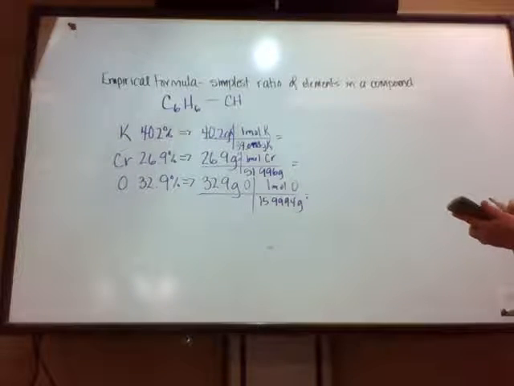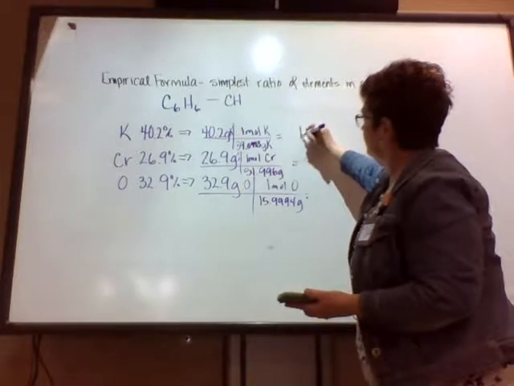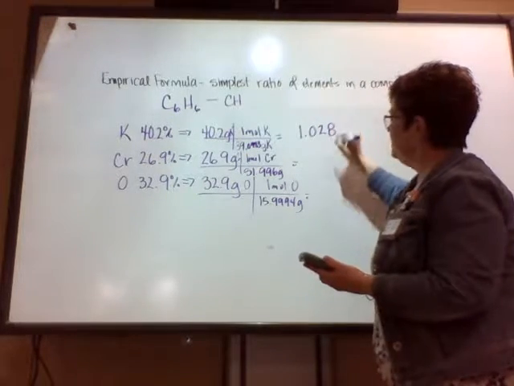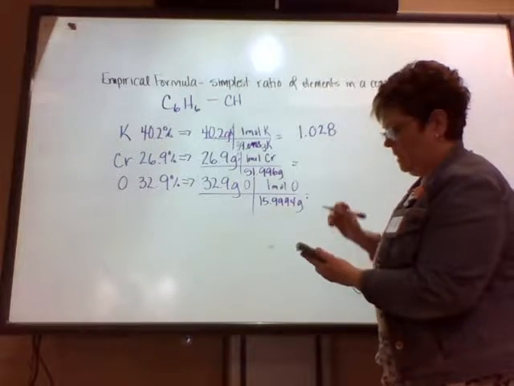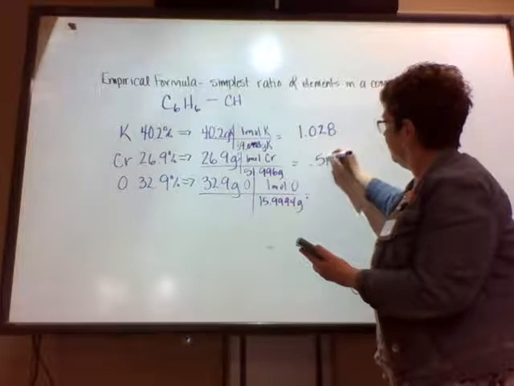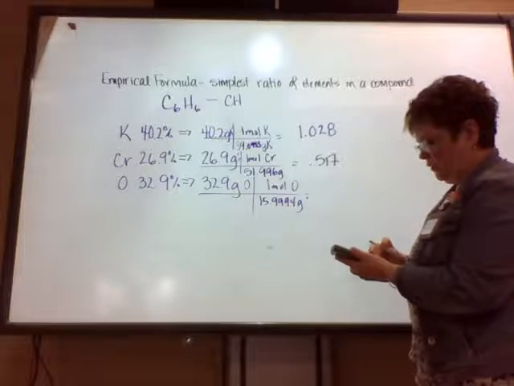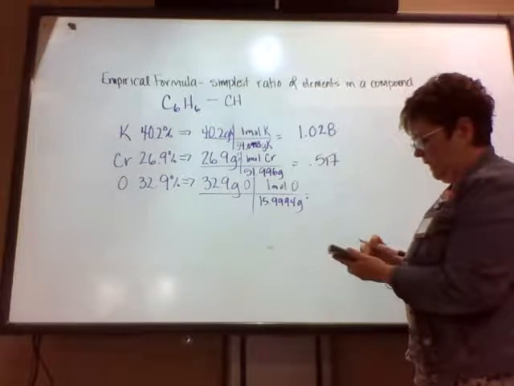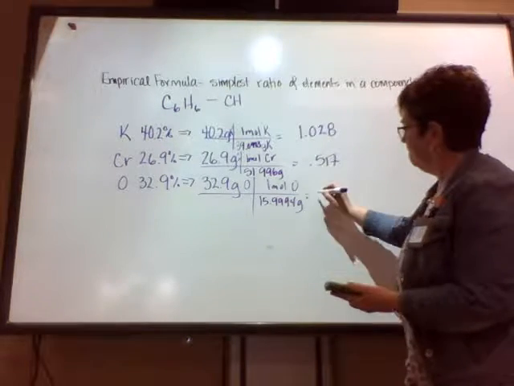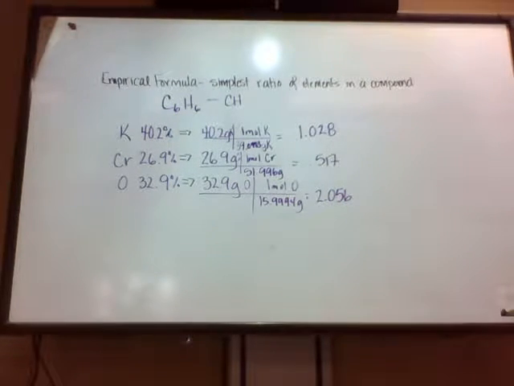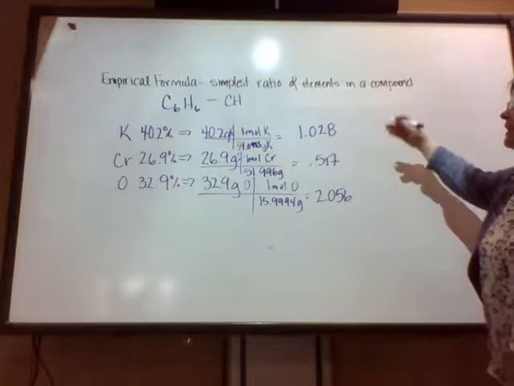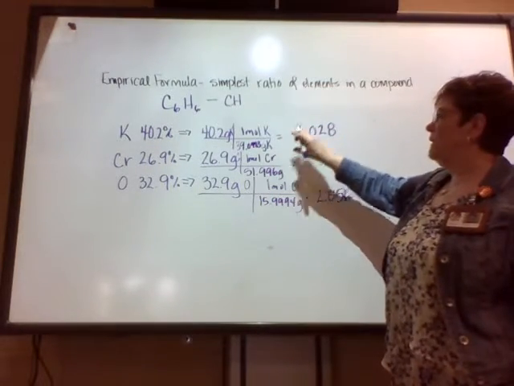40.2 divided by 39.0983. I'm going to round these a little bit for the sake of time. Okay, I get that. See how easy that was? So all I did is I took each grams divided by the number of grams to make a mole, so these are all moles now.